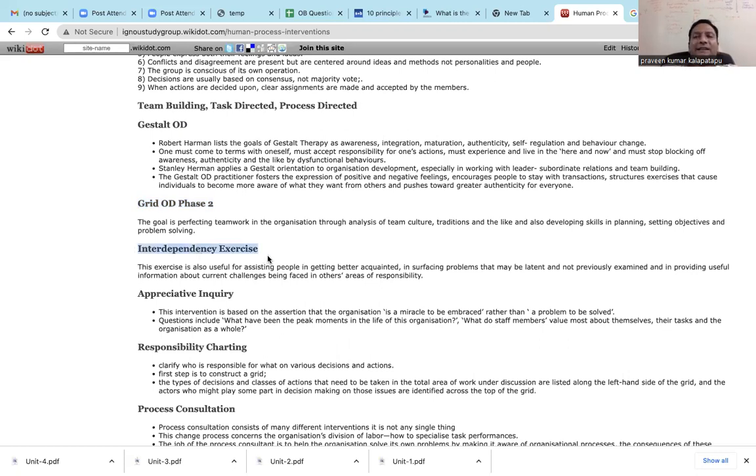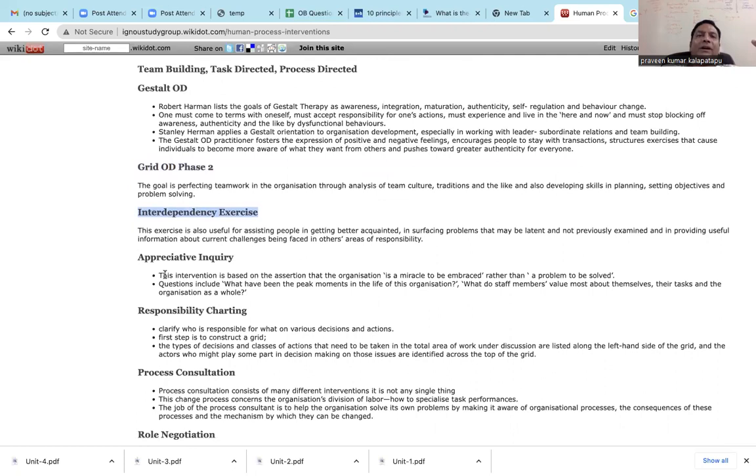Interdependency exercise. It is generally used when you are talking about the interdependency issue. So you have dependencies, which typically happen across departments and across units. How exactly can these cooperate with each other? Okay, so now again, appreciative inquiry.